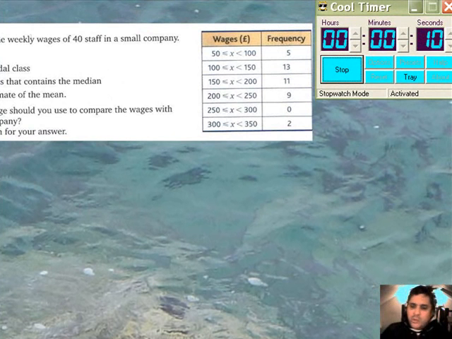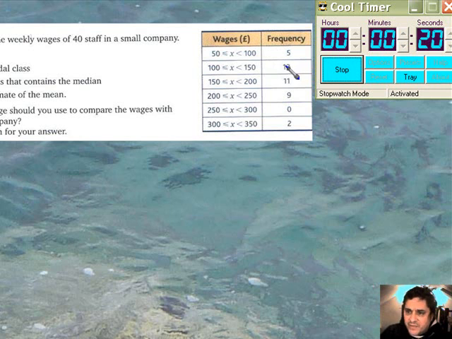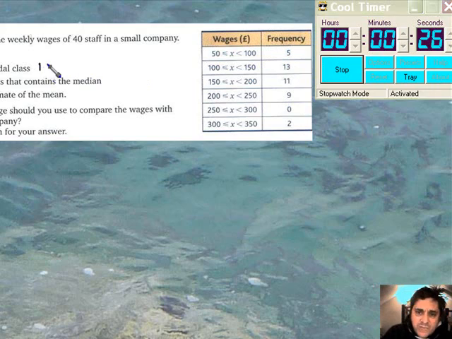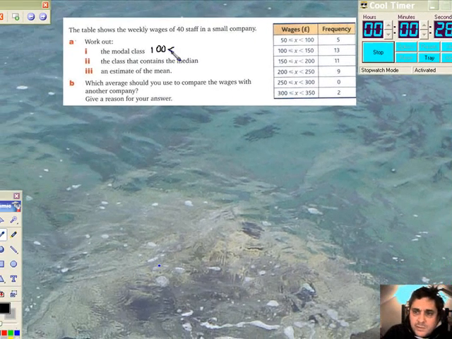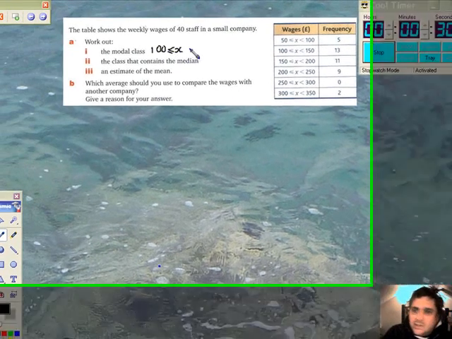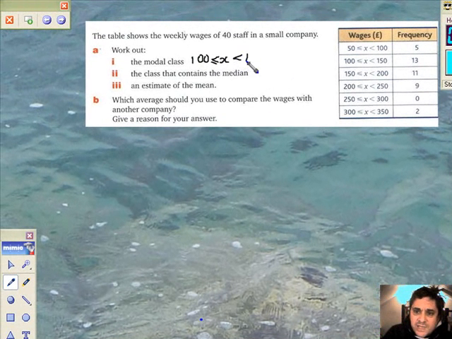You know by now modal is the adjective of mode, and so the most common class is the class with most in it. So most staff, these 13, earn between £100 and just under £150 a week. So the modal class, we just write it down like this: 100 ≤ x < 150, where x is the weekly wage. There you go.